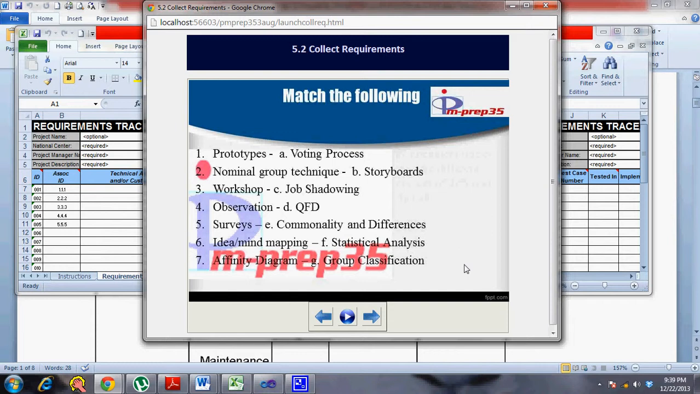Sometimes you have to do observations on the job. Sometimes if you don't have any idea of what to do, or if there's a better product available and the customer wants a similar product, you might have to do a benchmarking where you study a product and build your own. So these are some of the techniques that are possible to derive or elicit requirements.